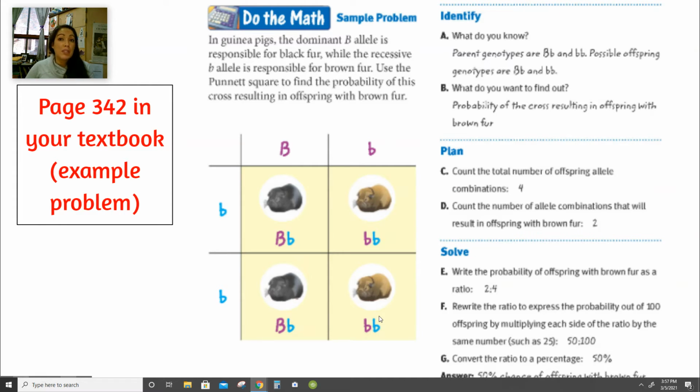Count the number of allele combinations that would result in brown fur, 2. You could write it as a ratio as 2 to 4. You could write it as a probability of 50 to 100 or 50% as well.